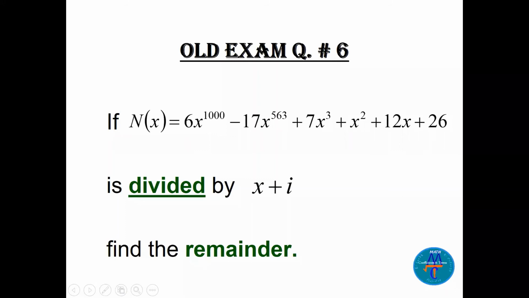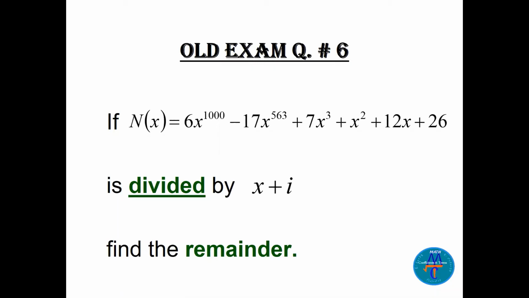Now let's look here at question number 6. We have a polynomial function of degree 1000. We need to divide this polynomial function by x plus i, and we need the remainder. So to find the remainder, either we can use long division, or synthetic division, or the remainder theorem.